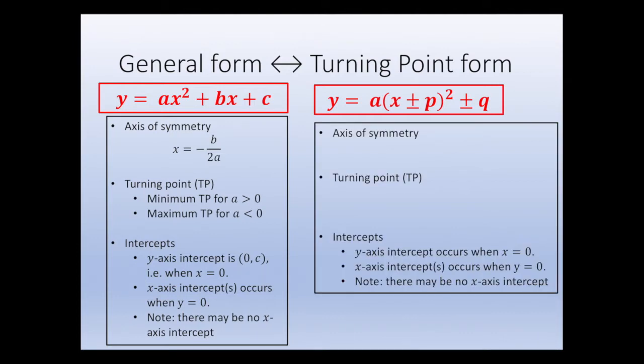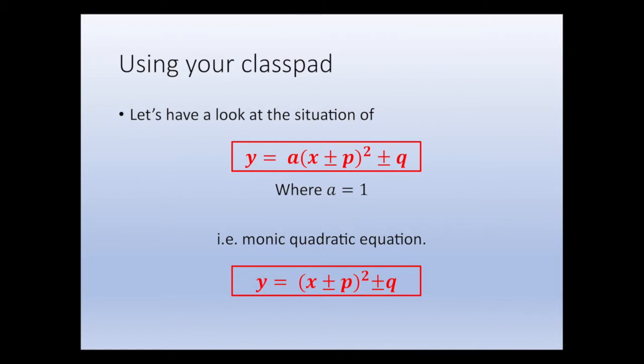Alright, so what we need to look at is how to determine the axis of symmetry and how to determine the turning point. This is called the turning point form because from the turning point form, it is a lot easier to determine the axis of symmetry and the turning point. Alright, the intercepts are still the same. Y-axis intercept occurs when x equals 0, and x-axis intercept occurs when y equals 0. And remember, there may be no x-intercept.